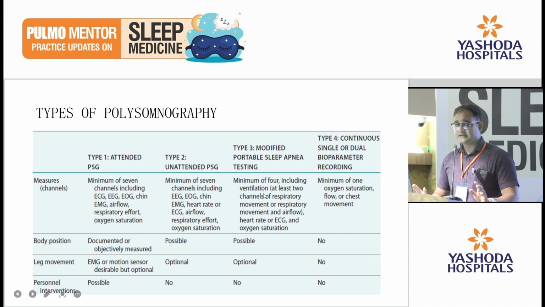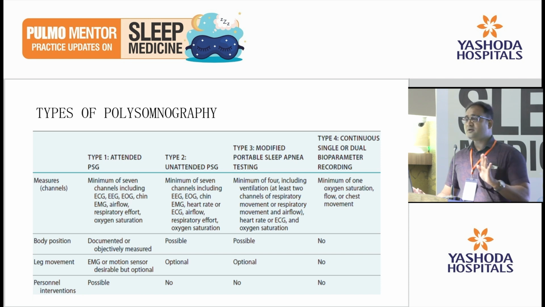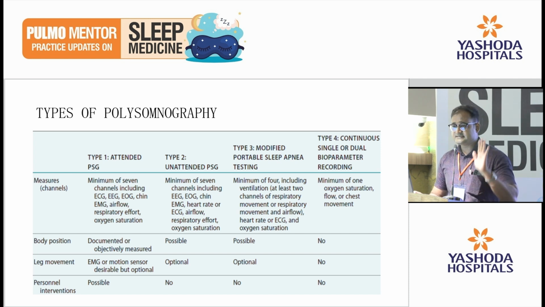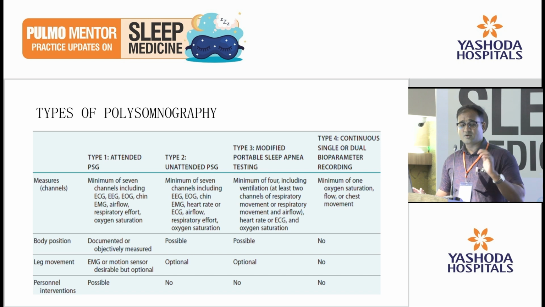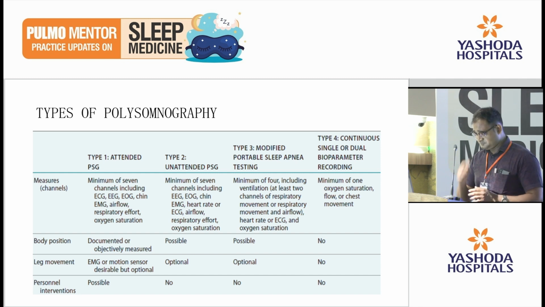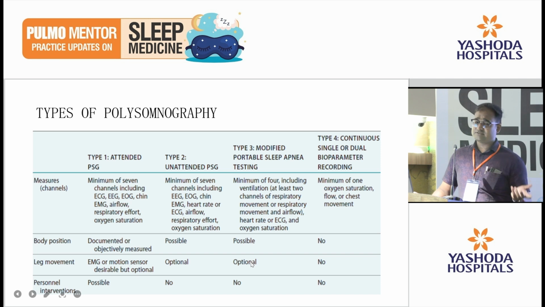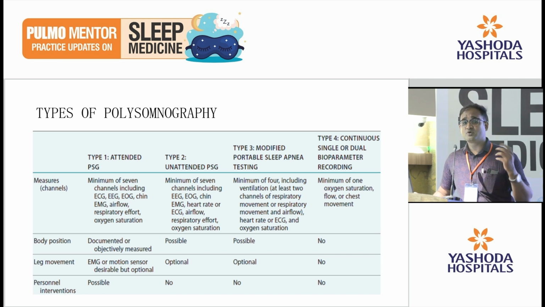Coming to level 3, 4 parameters are used: respiratory effort, airflow, ECG, and saturation. You are not detecting the sleep stages in level 3, so level 3 bypasses the sleep stages. Body position is possible, leg movement is optional, and personal intervention is not possible. Level 3 polysomnography is more commonly known as portable monitoring or home sleep apnea testing, HSAT.